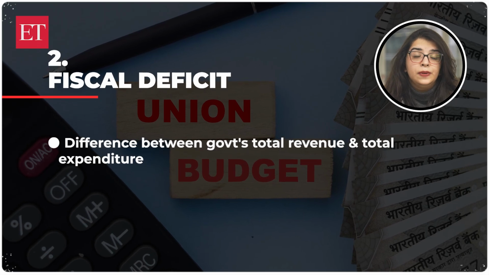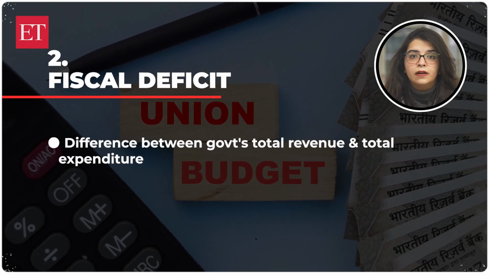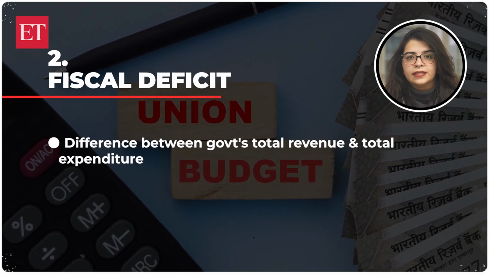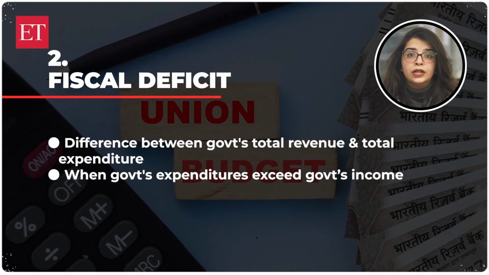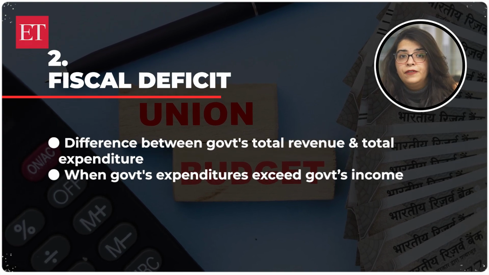A fiscal deficit arises when the government's expenditure has exceeded its income. It represents the gap between the total revenue and the total spending of the government, which is typically covered by borrowings. These borrowings not only increase the debt burden of the government, but also add to the interest that the government has to pay every year on its debt.